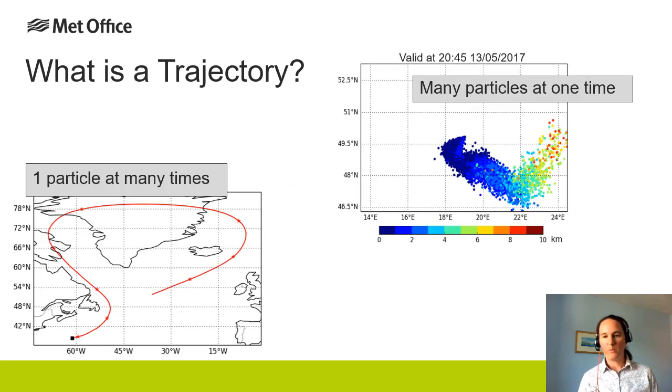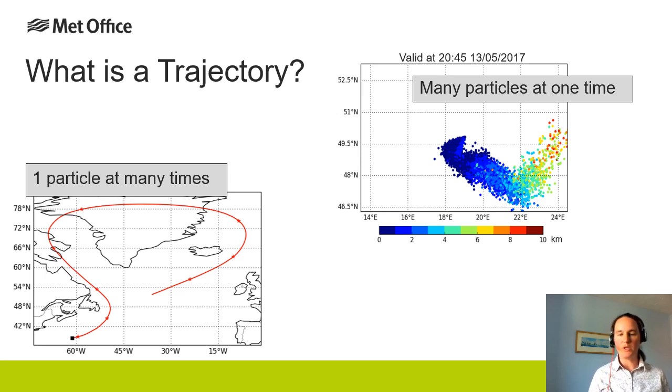So we'll look at a visual example. We've got two visual examples here. In the bottom left-hand corner, you can see one particle plotted over time. So this particle, for example, starts at a point just south of the Grand Banks off the coast of the US. And then it travels northwards, crosses Greenland, loops around Iceland and heads back towards the US. Each of the stars marks every 6 hours in time. So you can see where the particle has travelled over time.